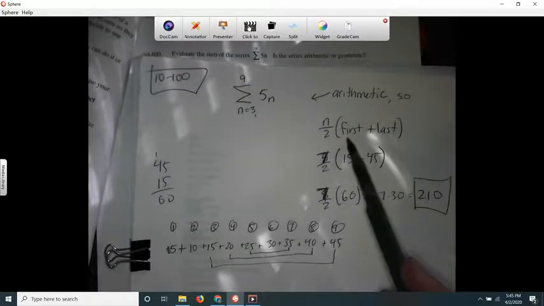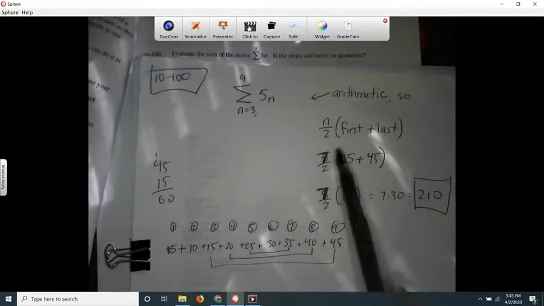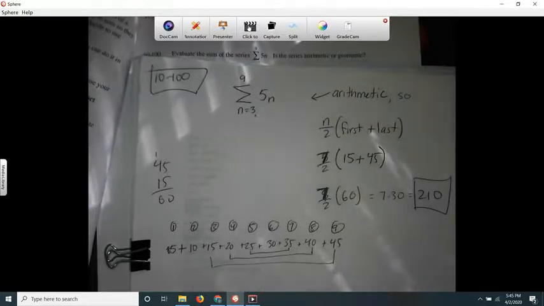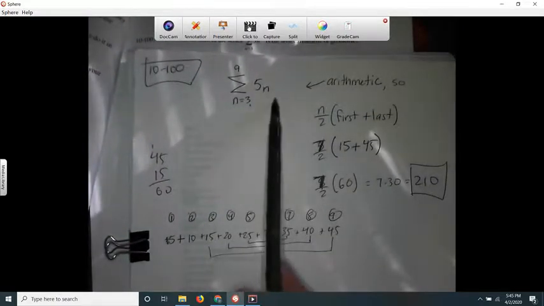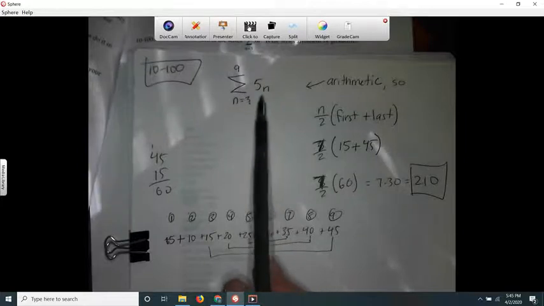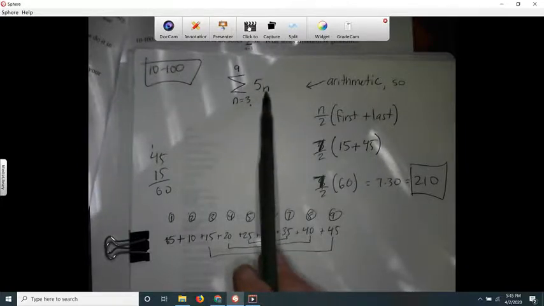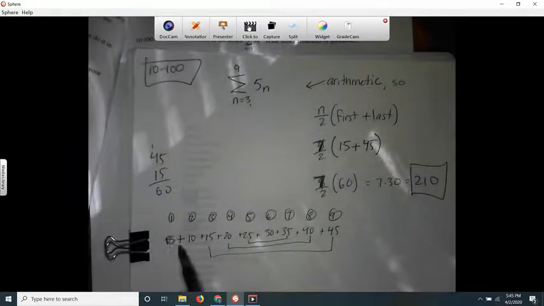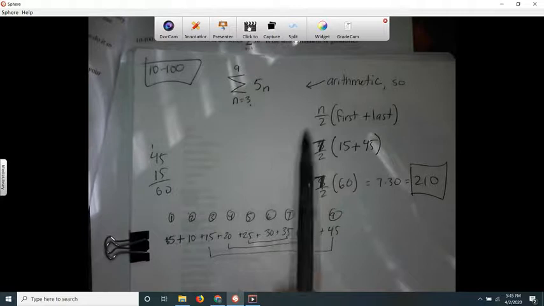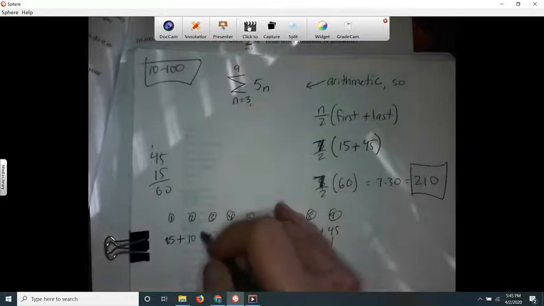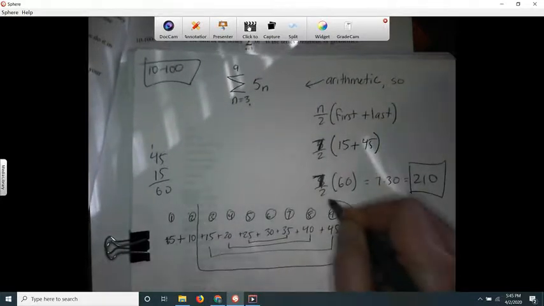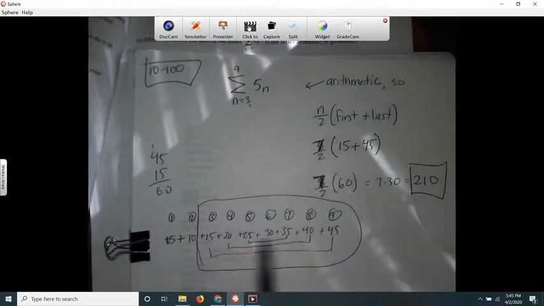So at first, I wanted the first term to be 5. So I actually wrote out this whole series. What this means is that, if I started with 1, it would be 5 times 1 is 5, 5 times 2 is 10, 15, 20, like that. That would be the whole thing. But this is only wanting me to sum up the 3rd through the 9th. So it only wants this part of the series, or the sequence.